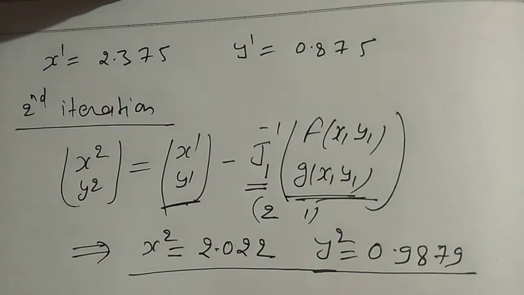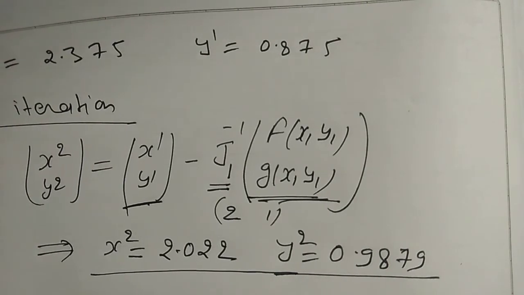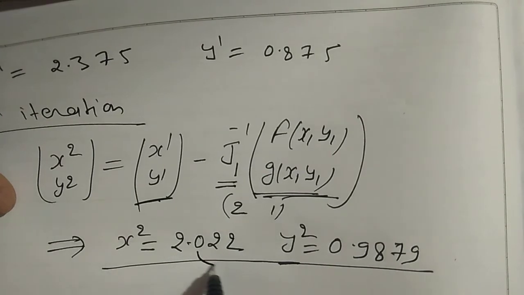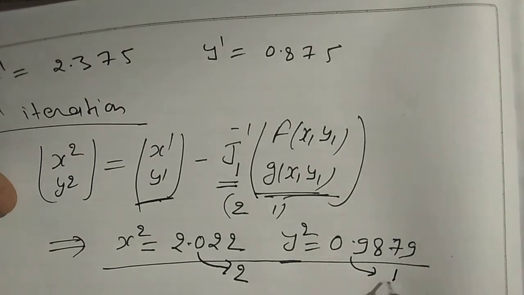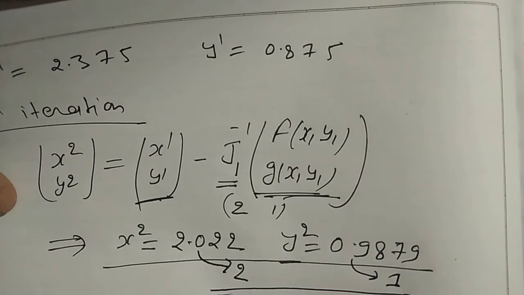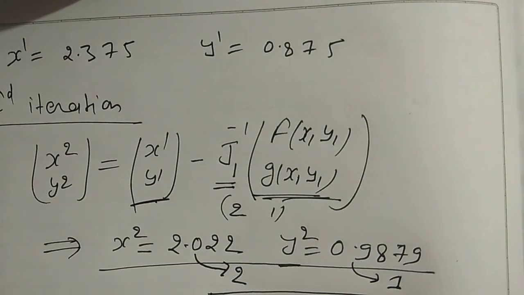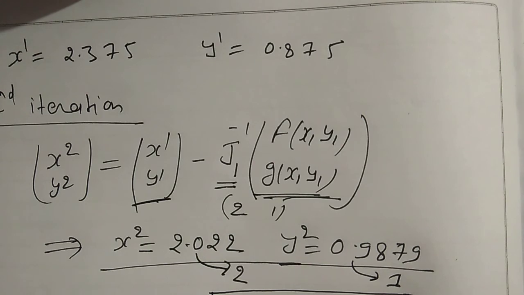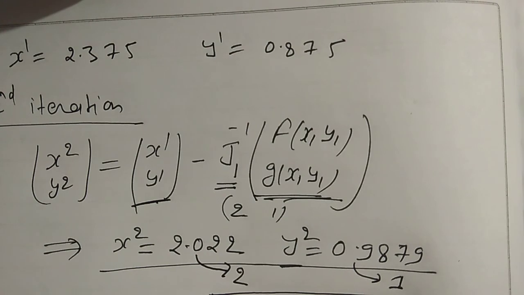So see, in the second iteration your x2 is 2.02, y2 equal to 0.9879. If you go for further iterations, your x value will converge to 2 and your y value will converge to 1. So we can improve the solution by increasing the number of iterations. We have done only the second iteration. If you go for third, fourth or fifth, your x will converge to 2 and your y will converge to 1.